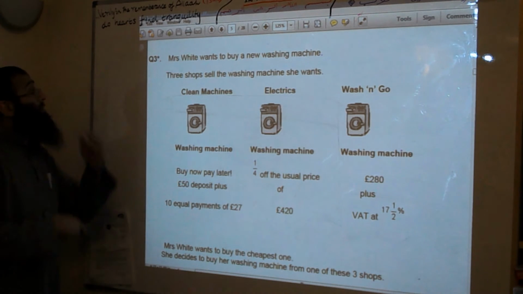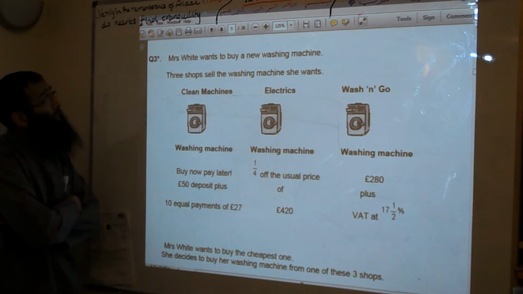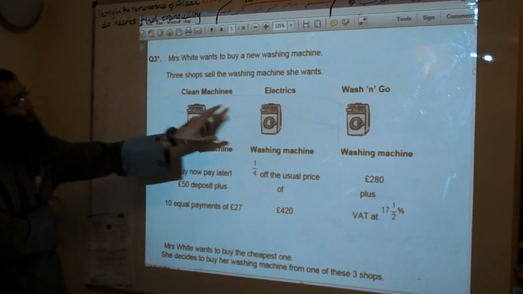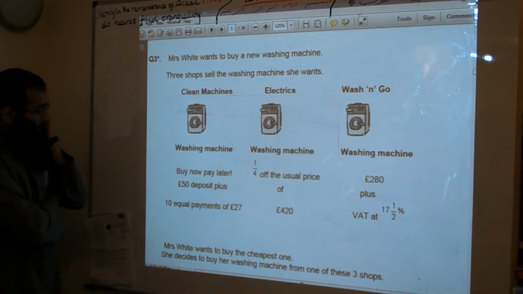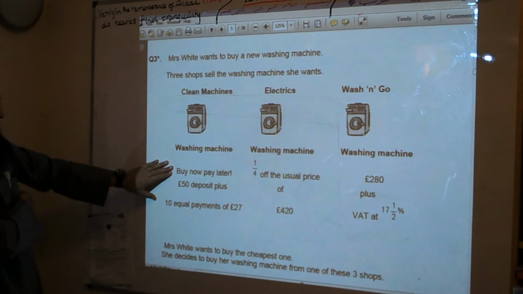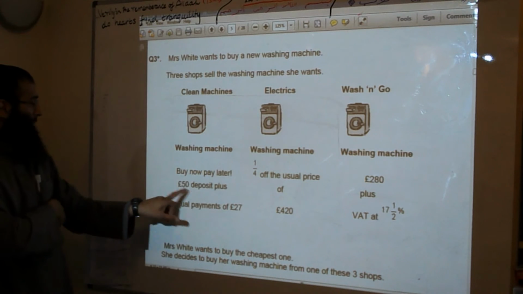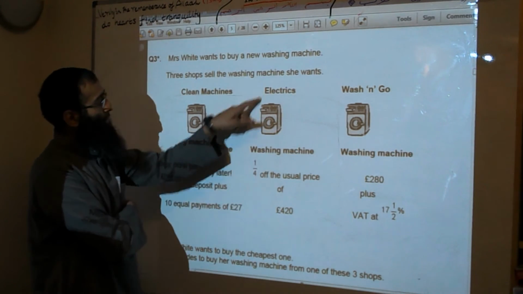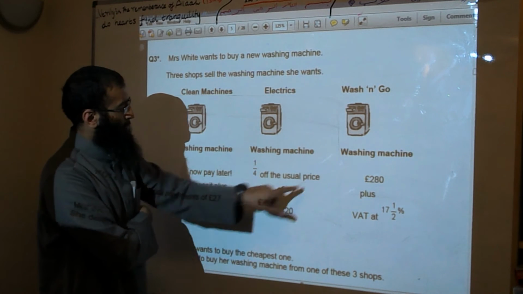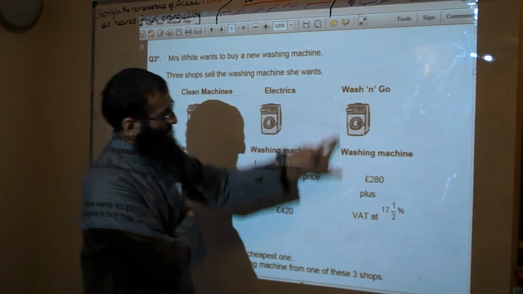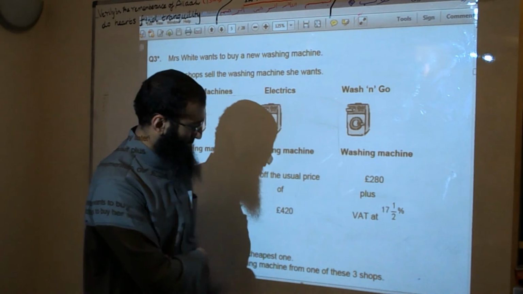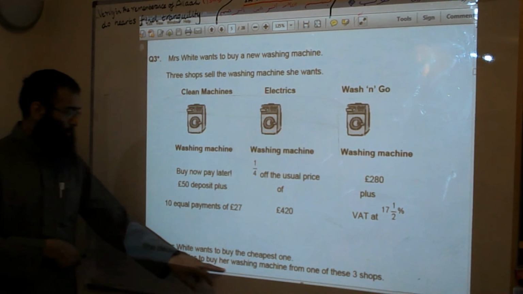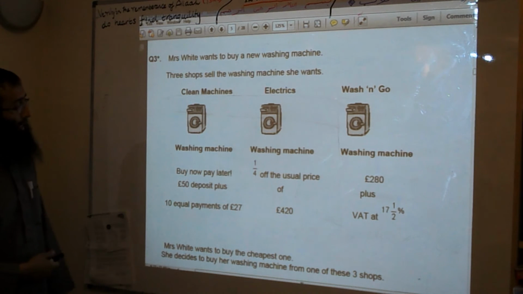Question number 3 with a little star next to it. Mrs. White wants to buy a new washing machine. 3 shops sell the washing machine she wants: Clean Machines, Electrics and Wash and Go. Clean Machines is buy now, pay later, £50 deposit plus 10 equal payments of £27. Electrics will cost a quarter off the usual price of £420. Wash and Go is £280 plus VAT. Mrs. White wants to buy the cheapest one. She decides to buy her washing machine from one of these 3 shops.